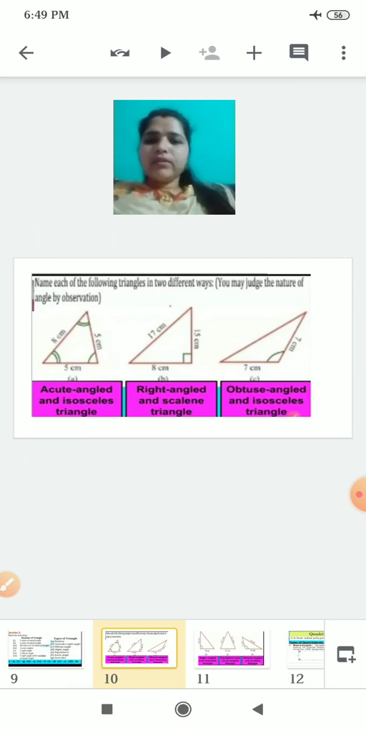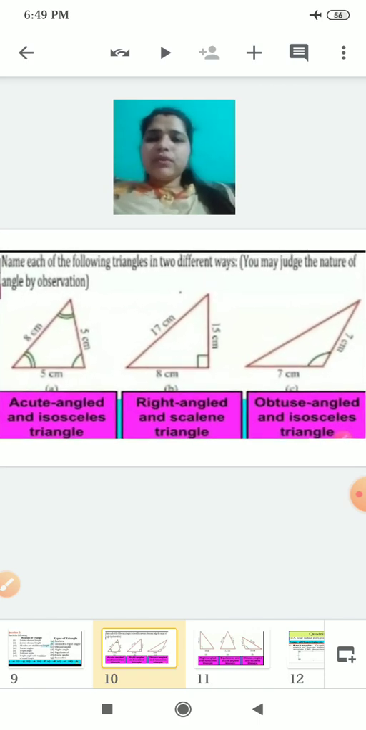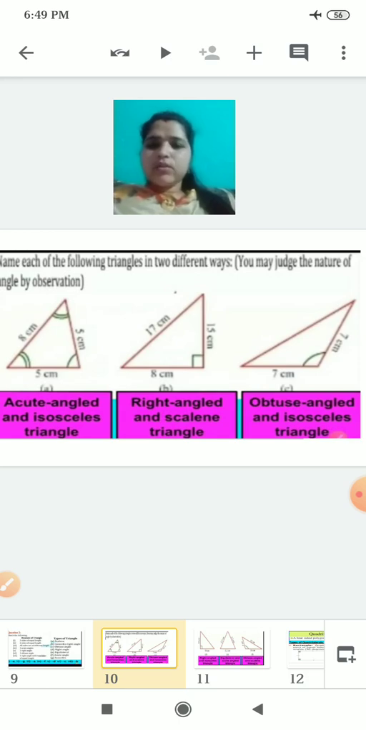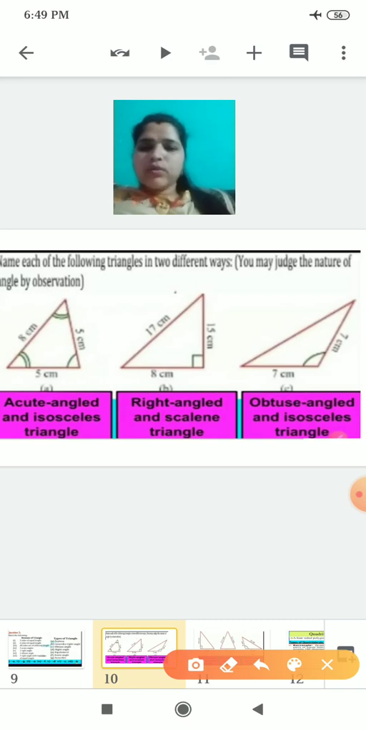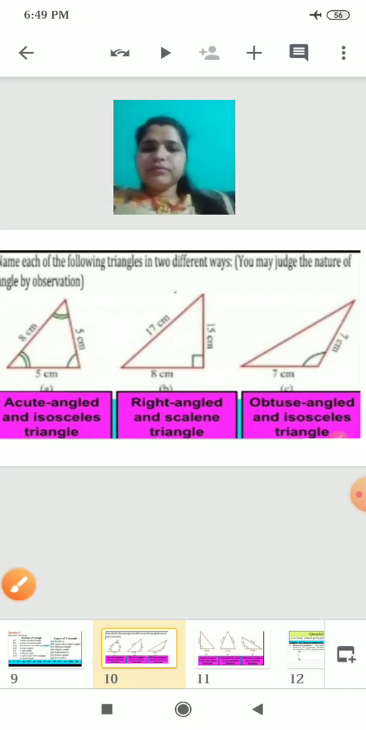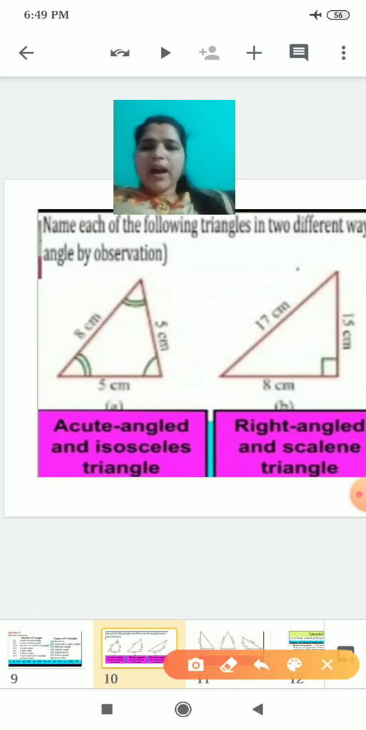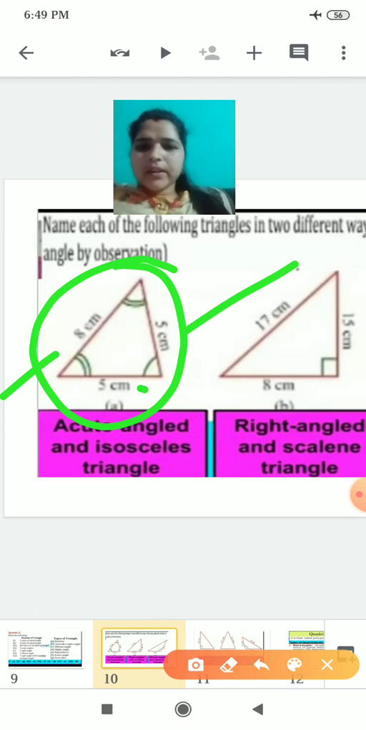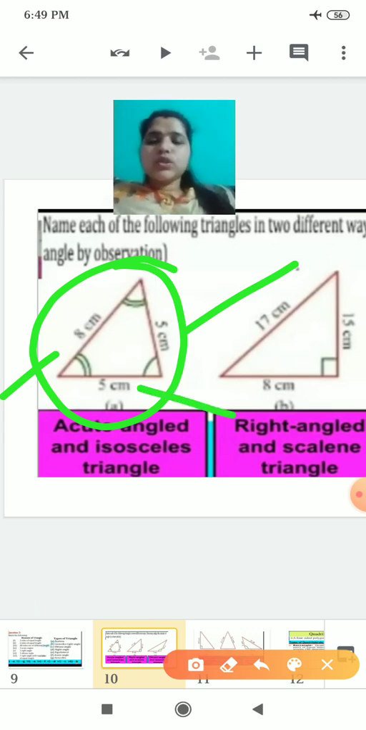Now we have this. Name each of the following triangles in 2 different ways. You may judge the nature of the angle by observation. So it is given here. You can judge it by sides or you can judge it by angles also. As you can see in the first triangle, you can observe here, this is 8 centimeter, this is 5 centimeter and this is 5 centimeter. According to the sides, 2 sides are equal, that is isosceles triangle, and it is acute angle because it is less than 90 degrees.